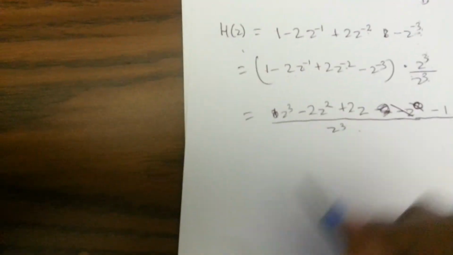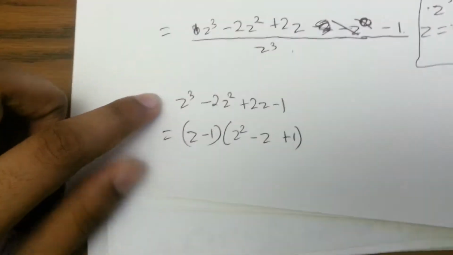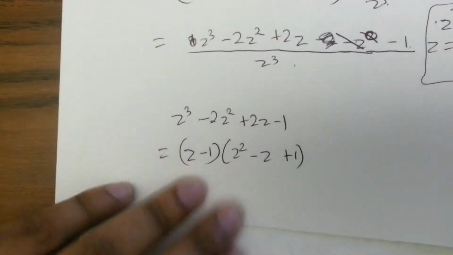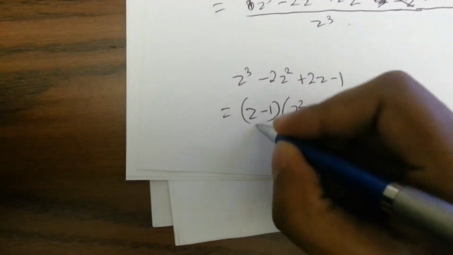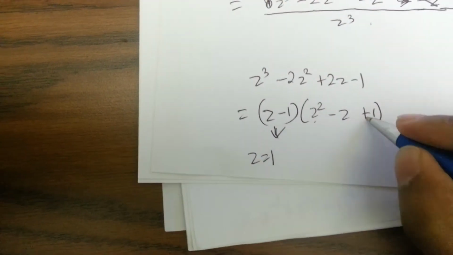Now let's evaluate the numerator. We have z cubed minus 2z squared plus 2z minus 1. This is really just (z minus 1) times (z squared minus z plus 1). If you factor this out, you're going to get this, and now it is in a much more solvable form. From this we can get one root, which will be at z equals 1. And then we try to evaluate the quadratic.